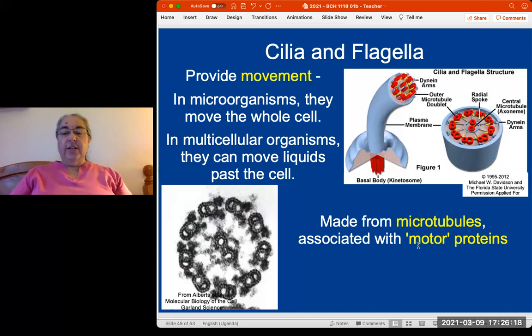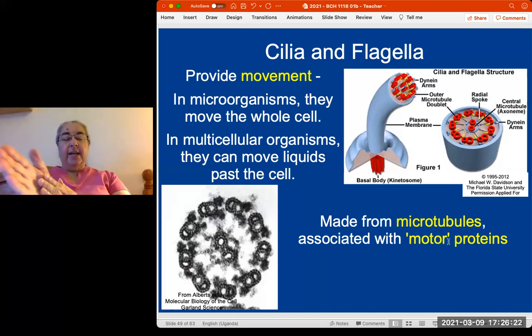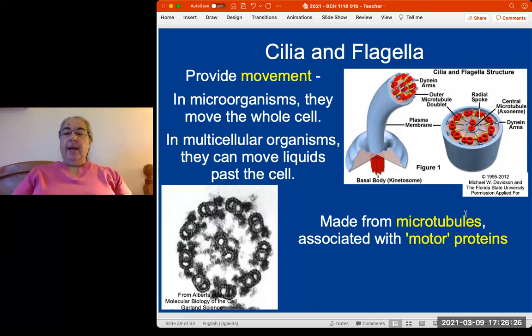Especially if they are attached to a motor protein. So that's a protein which can use energy to move, to change its shape and change the shape of a whole microtubule. So dynein is a motor protein.